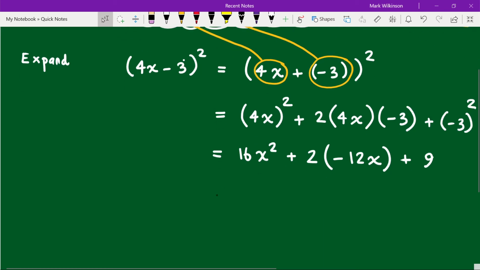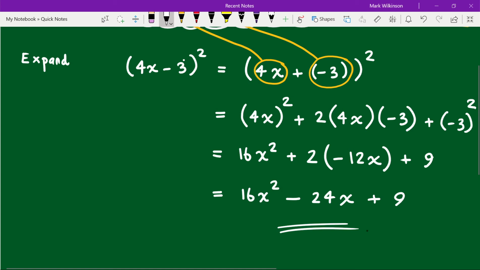Okay, let's simplify this a little bit further, nothing much to add here. Plus 2 times negative 12x, that is the same thing as subtracting off 24x. And then we're adding on 9. And that is the final line of the expansion.